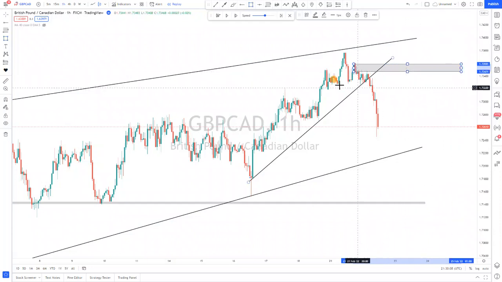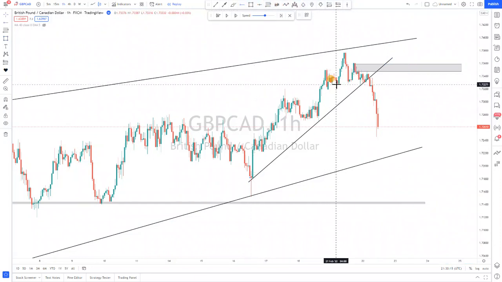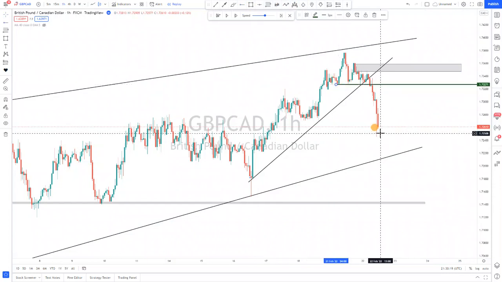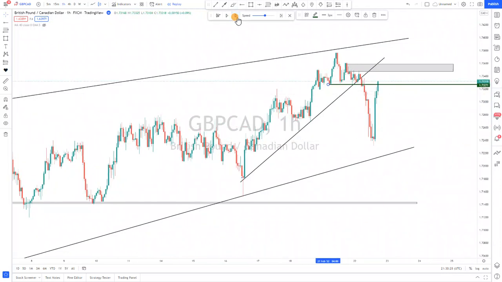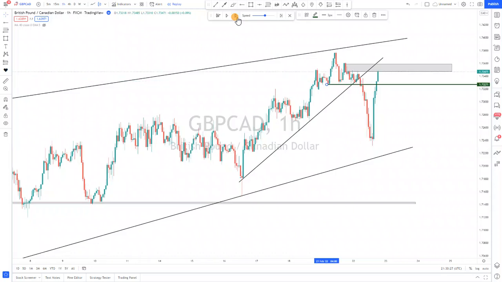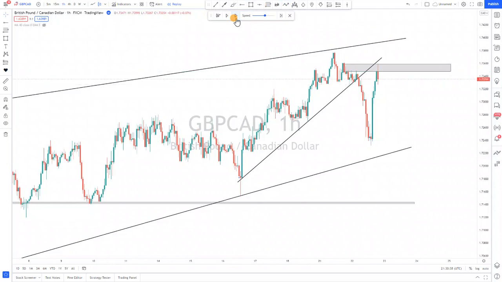So I'm just gonna mark this supply zone. And as well, I'm gonna mark my neckline of the head and shoulder. Understand? So let's play the price. Wow, that push up. Nice. So this neckline is no longer valid. I remove it.